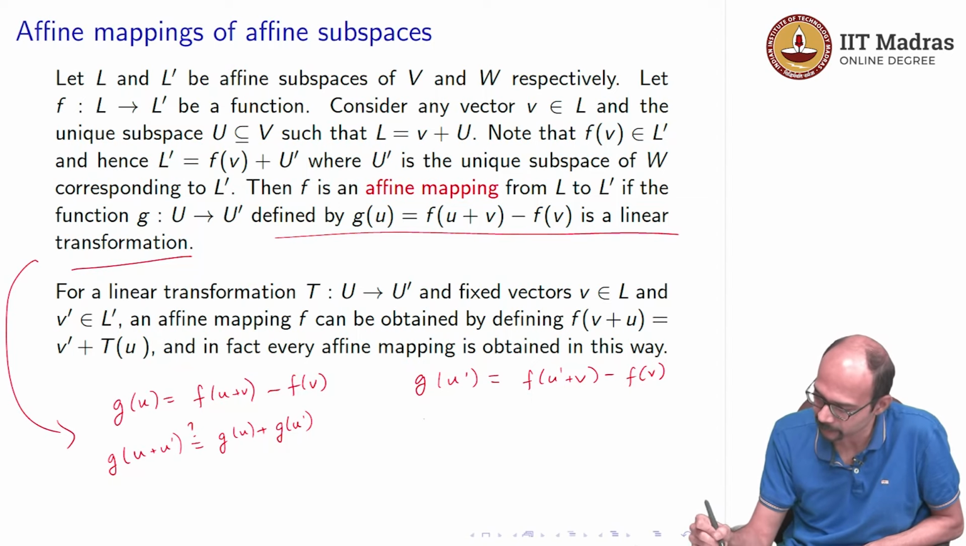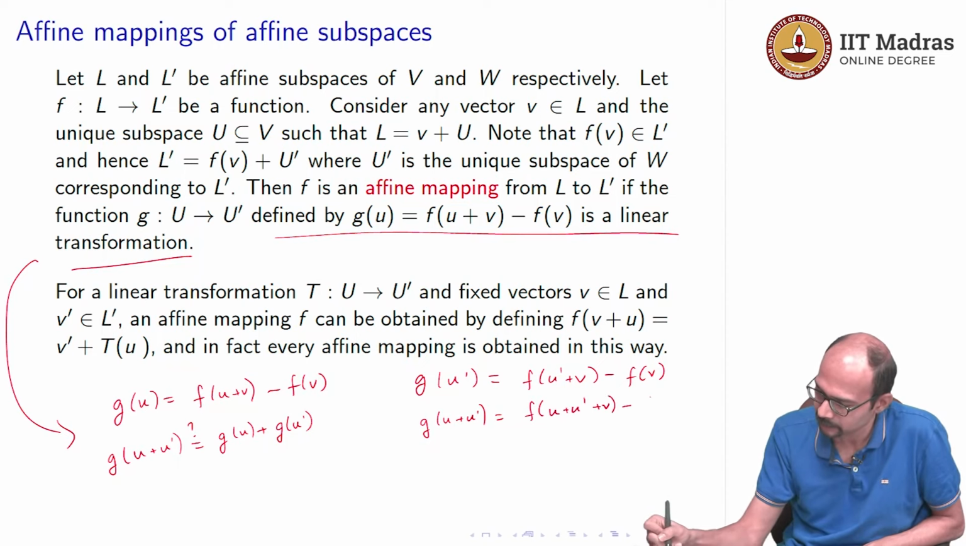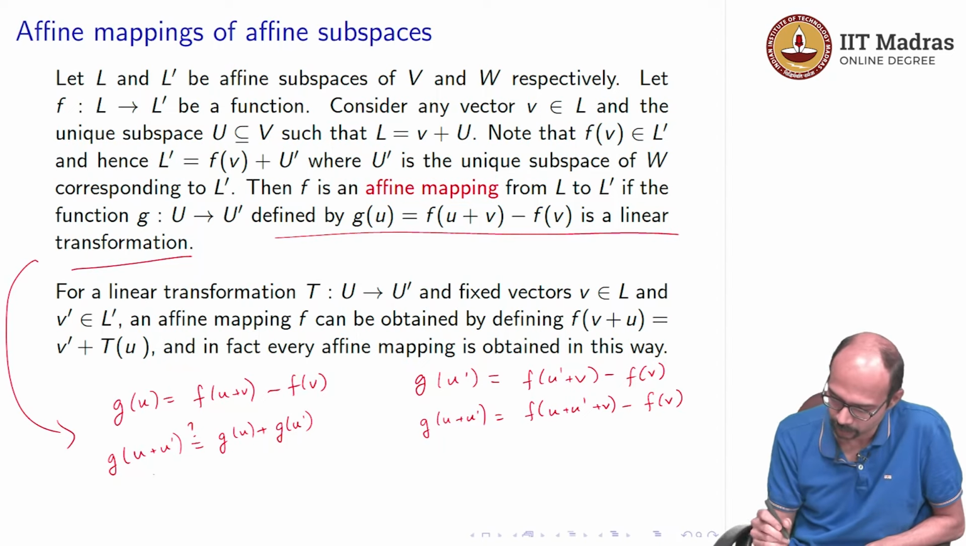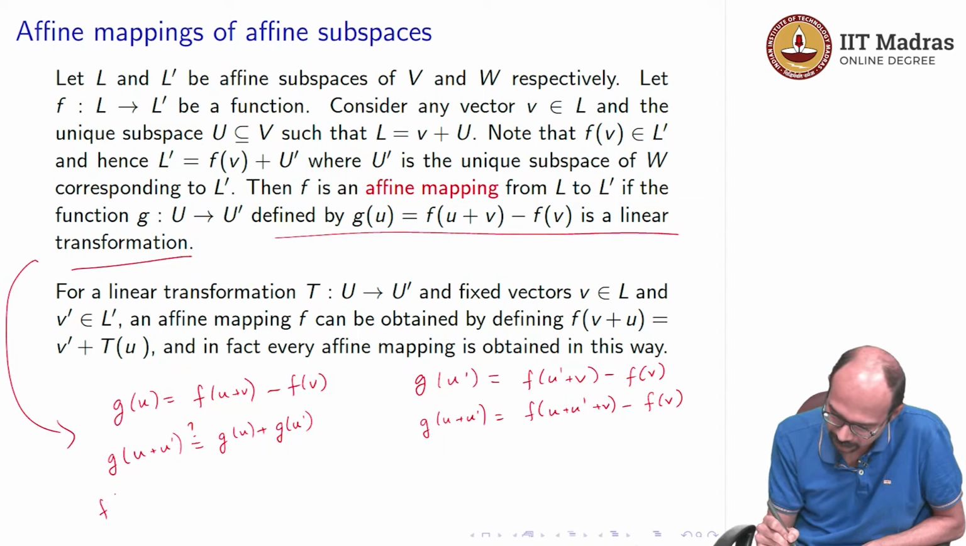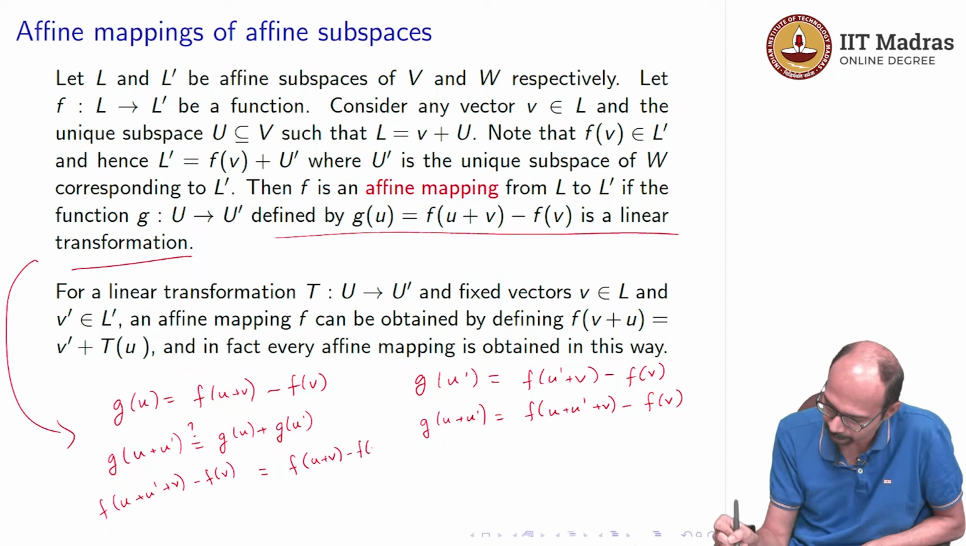Let us unravel this definition. First of all, what is g of u plus u prime? By definition, this is f of u plus u prime plus v minus f of v. Okay, so let us put all these in here. This means that f of u plus u prime plus v minus f of v is equal to f of u plus v minus f of v plus f of u prime plus v minus f of v.